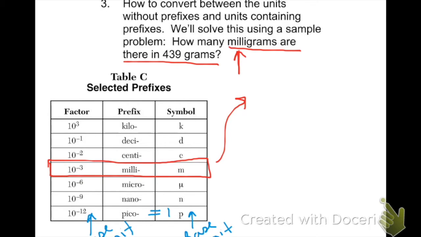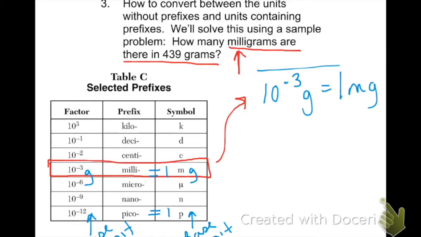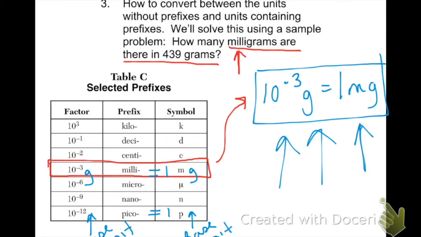Okay, so now we're going from grams. Grams is our base unit, so we have 10 to the negative third grams equals 1 milligram. So if we write this conversion factor, we have 10 to the negative third grams equals 1 milligram. And this is going to be our conversion factor that we are going to use to do all of these calculations, to convert from grams to milligrams. So you might want to make sure that you have this conversion factor nice and handy at all times, as I will be referring to it throughout this lesson.